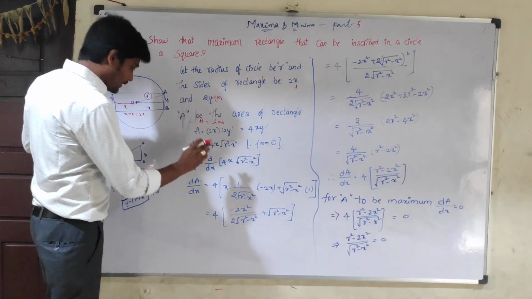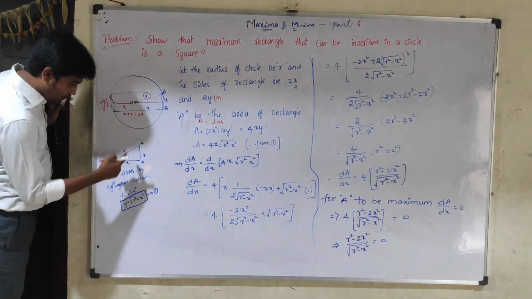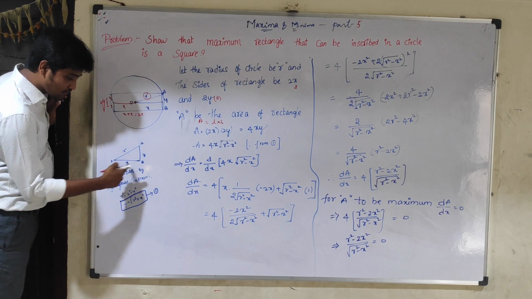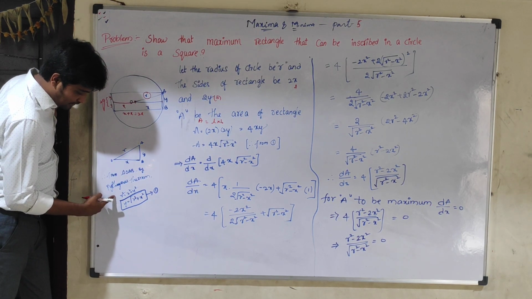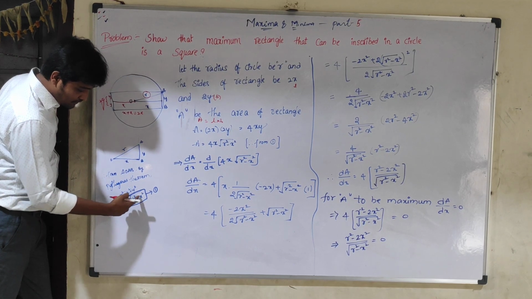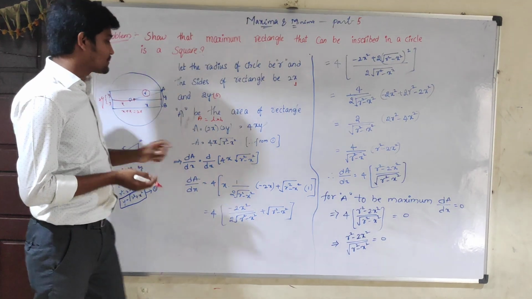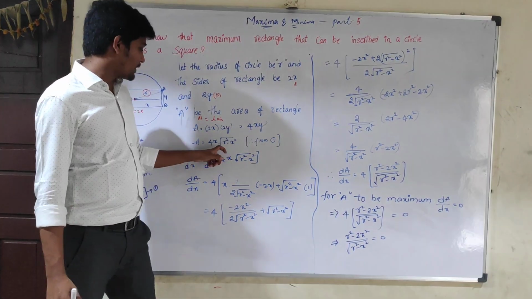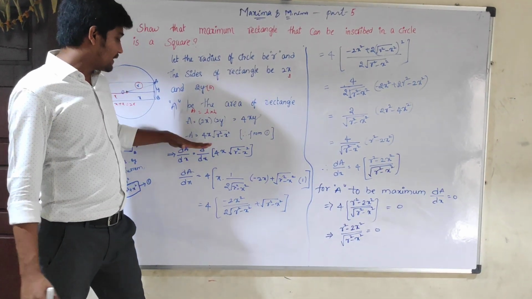From this diagram we have a triangle OAB, so I am applying the Pythagoras theorem. From that we get r square is equal to x square plus y square. From that I take y equal to under root of r square minus x square, and substitute it in place of y. So we have completed the area.